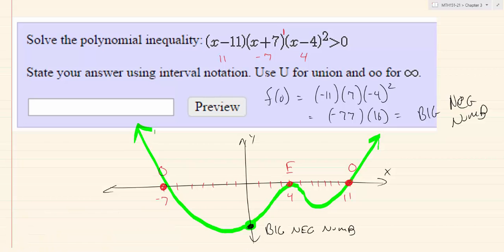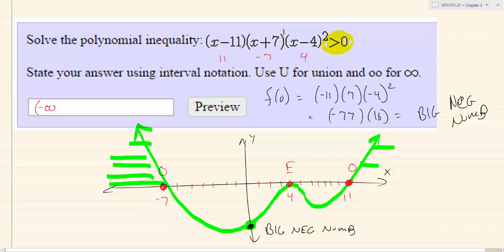And now we go back to, what are we looking for? We're looking for where this is greater than 0. And be careful, it's where it's greater than, not greater than or equal to. So that means in our interval notation, we have to use parentheses rather than the hard brackets. So where is this greater than 0? Where are you walking on land? -infinity to -7 with the parenthesis, union with 11 to infinity.